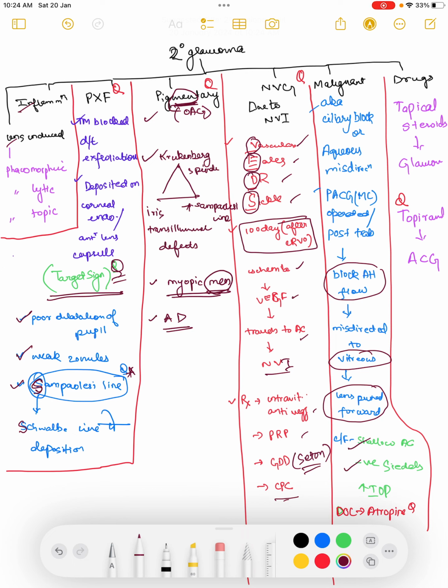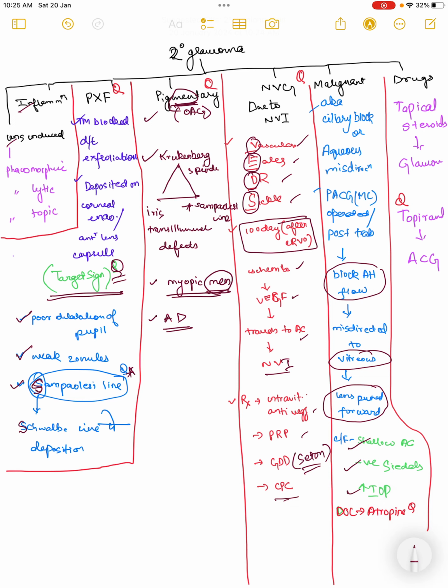Clinical features will include a shallow AC, negative Seidel's test. I need not explain about the Seidel's test. You use a fluorescein strip to check the dripping of aqueous from the anterior chamber. There is a rise in IOP and the drug of choice is atropine 1%. Drug induced glaucoma will include.